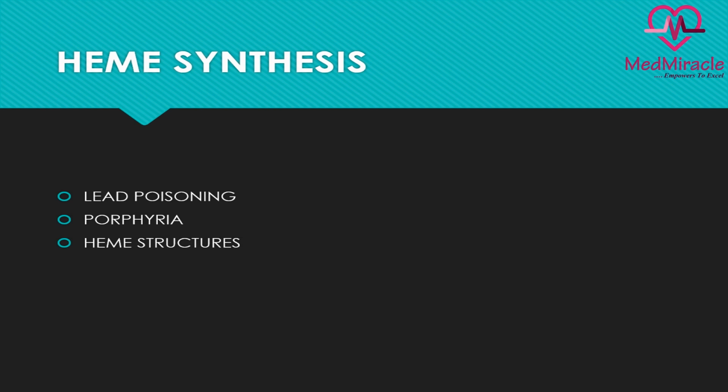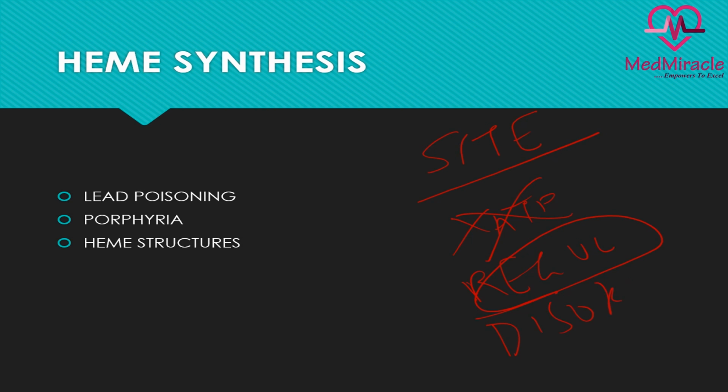Coming to heme synthesis, as I said, first you have to know the site. Then ATP production is not important in this, so leave that. Next you have to know the regulatory steps, and in this case mostly instead of the regulatory step, what you have to stress is the disorders associated. Mostly two disorders are associated. First one is lead poisoning and porphyria. We will be visiting these two things shortly in the next slides.